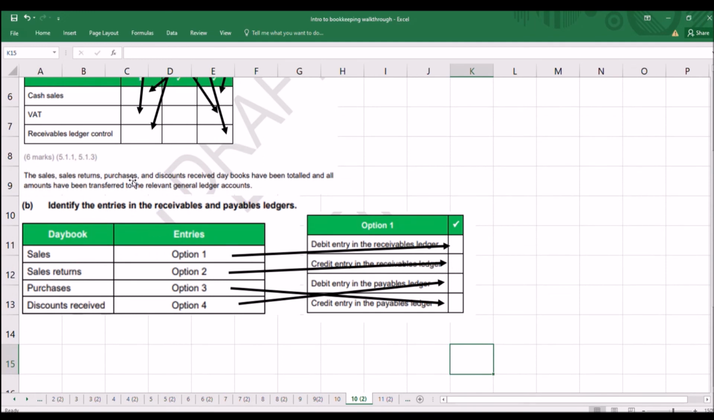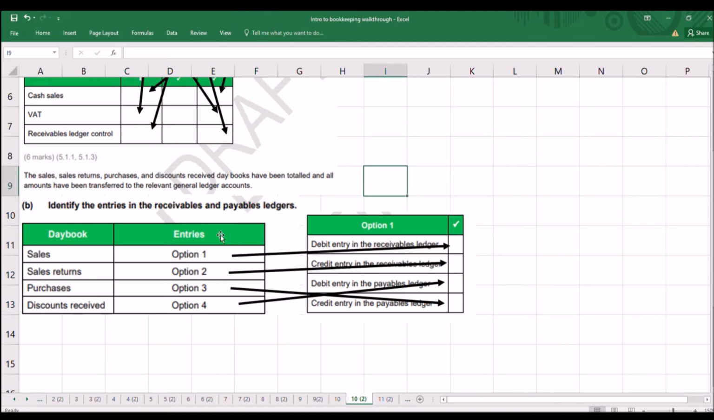And then sales returns, and all the various day books here have been totaled and amounts transferred to the relevant general ledger accounts. We've already put them to the general ledger accounts. Identify the entries in the receivables and payables ledgers. So the sales ledger, or the trade receivables ledger, and the trade payables ledger. Okay, so not in the general ledger; these are the supplementary ledgers.